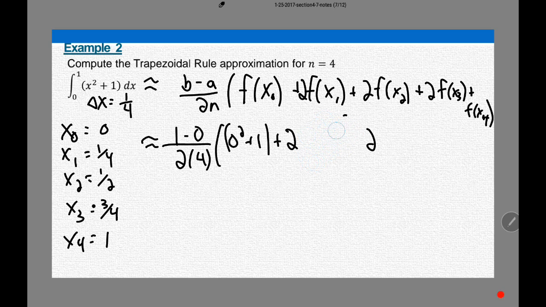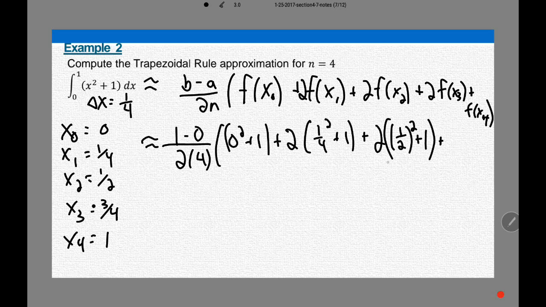I wrote the wrong thing down there. We do 2 of this, 1/4 squared plus 1, plus 2 of 1/2 squared plus 1. And then I've got 2 of the 3/4 squared plus 1. And I've got 1 squared plus 1 at the end.